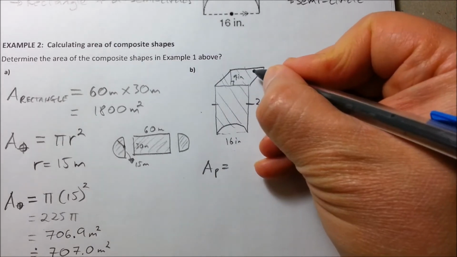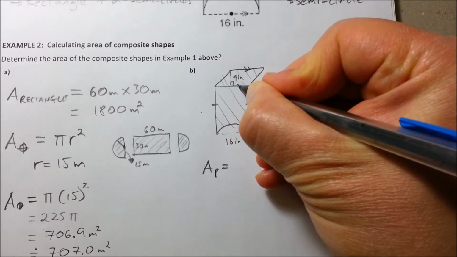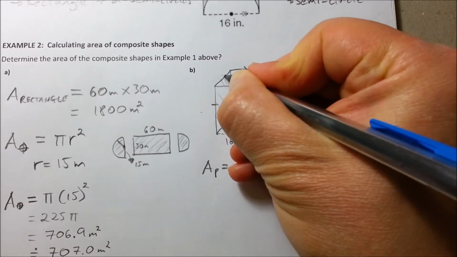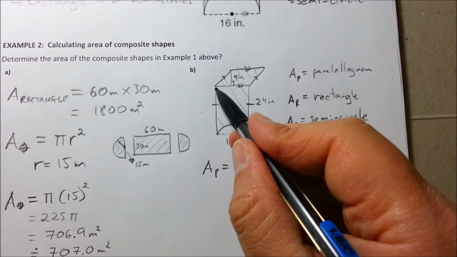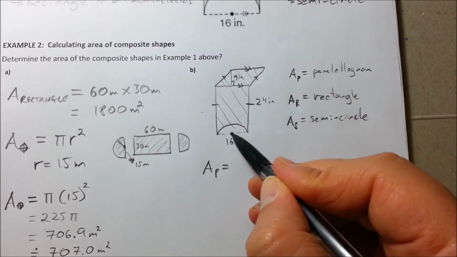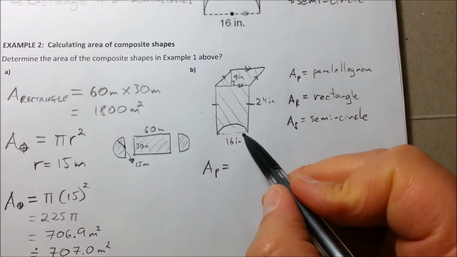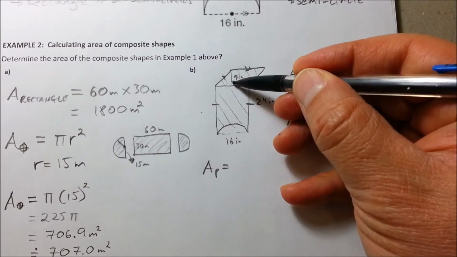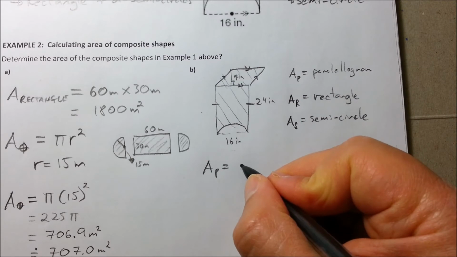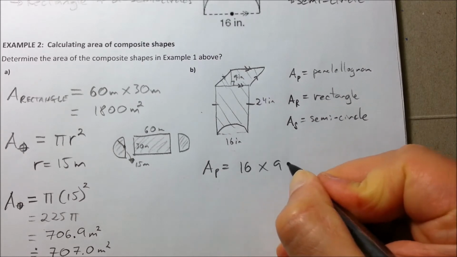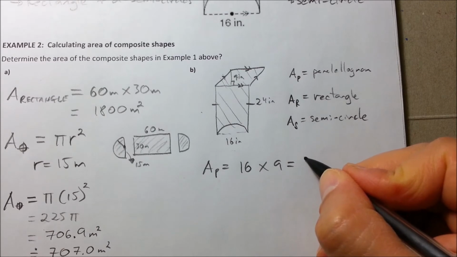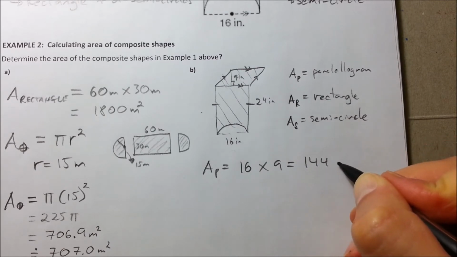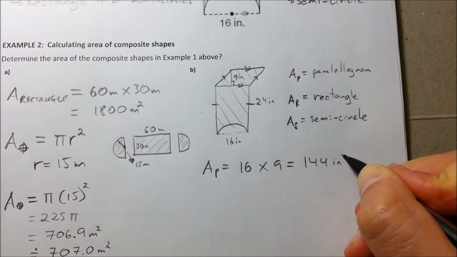In fact, I forgot to put the tick marks, but yes, these are parallel. So what's the base? From here to here, the length is 16 inches if you check your shape as well. And the height of this is 9 inches, so that's given to us. So in other words, 16 times 9, that will be the area of the parallelogram. What's 16 times 9? Put it in your calculator and you get 144 square inches.